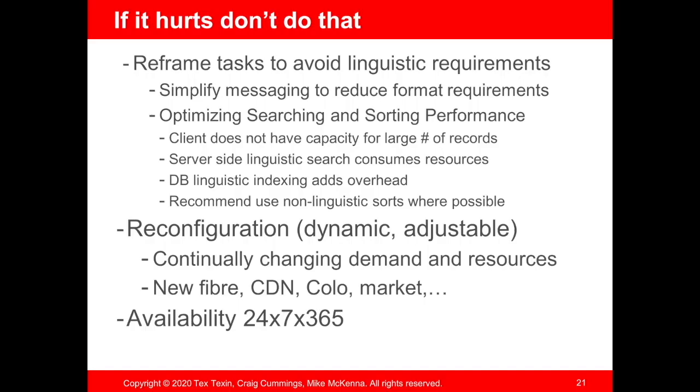And then finally, we have to take a look at performance. There are some things you can do when you reframe tasks in ways to avoid localization requirements. They can be linguistic requirements, they can be other related requirements. There are things you can do to reduce, for example, message formatting requirements, and to simplify searching and sorting of records, and where this searching and sorting occurs, whether it's on the client or the server. All of these are things you should take into account in your architecture, and you may need to have an architecture that allows you to change based on the circumstance.